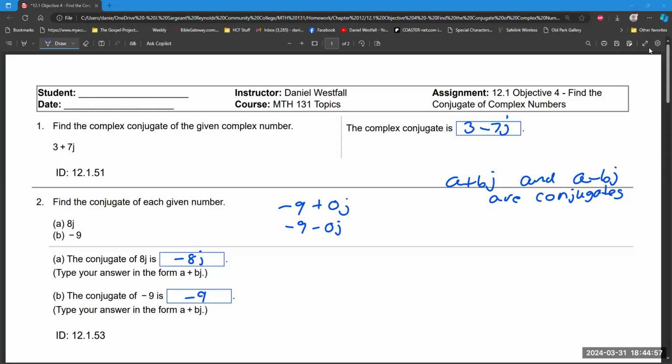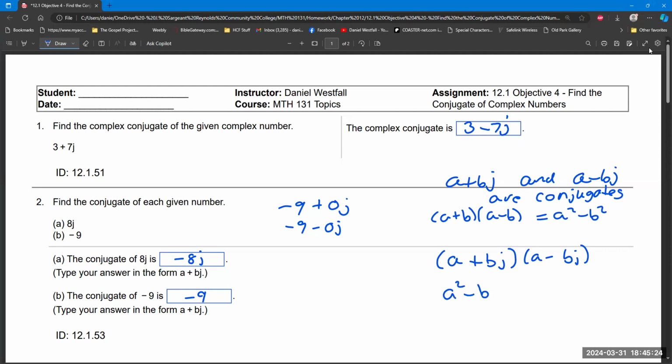And something important, and we're probably just about to get here, but just know that when I multiply these conjugates together, like so, then normally when I multiply a plus b times a minus b without the j's, I normally get a squared minus b squared. That's one of our factoring techniques that we talked about before. Now I'm going to get a squared minus b squared times j squared.